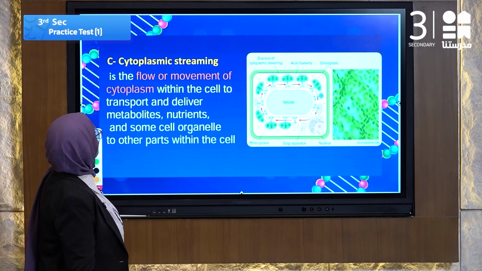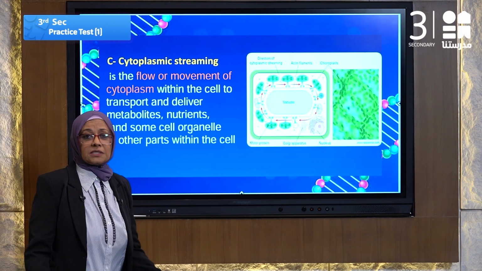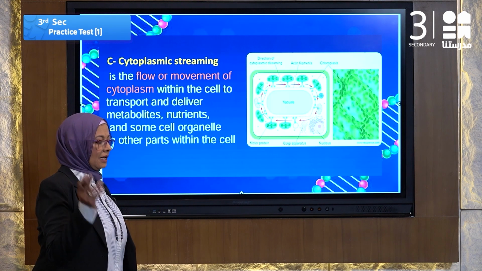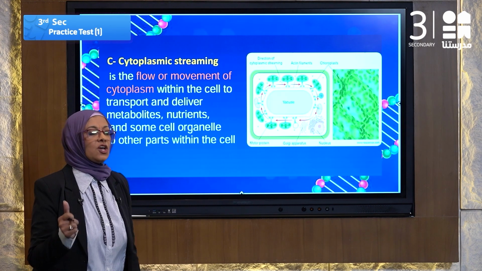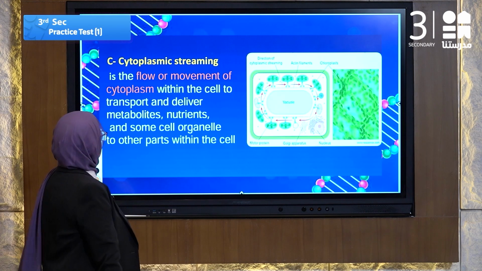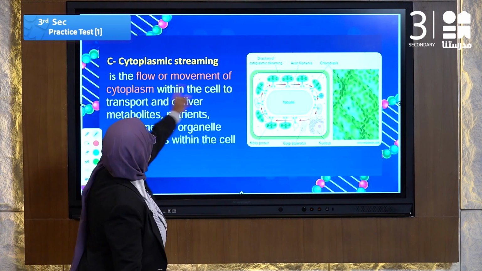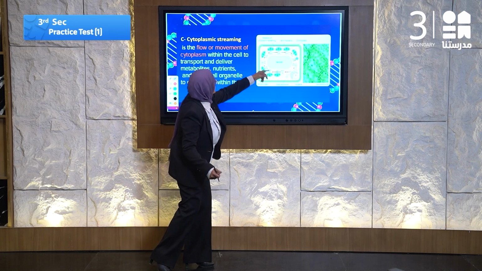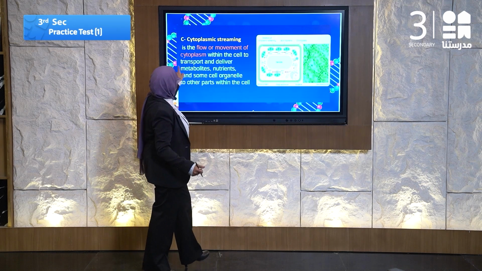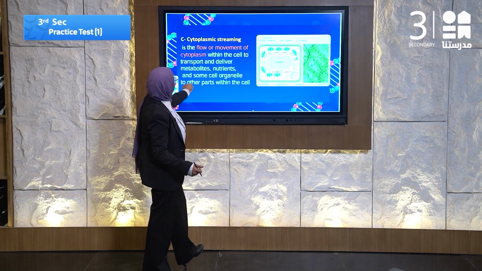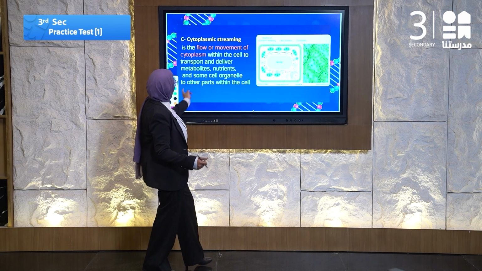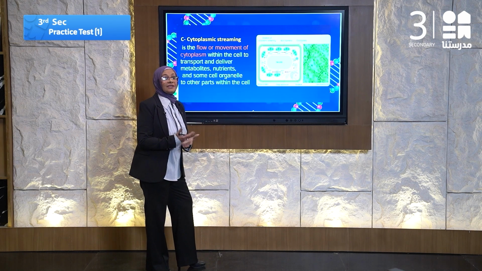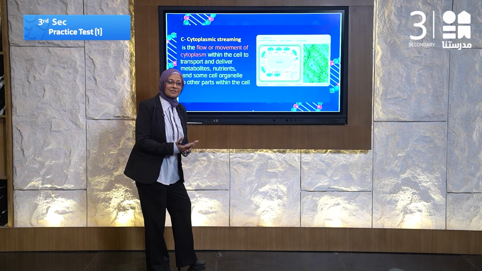The third one is cytoplasmic streaming. Where is cytoplasmic streaming found? Inside the cell. It is the flow of movement of cytoplasm inside the cell. It transports and delivers metabolites, nutrients, and some cell organelles to other parts within the cell. Yes, that's the choice.